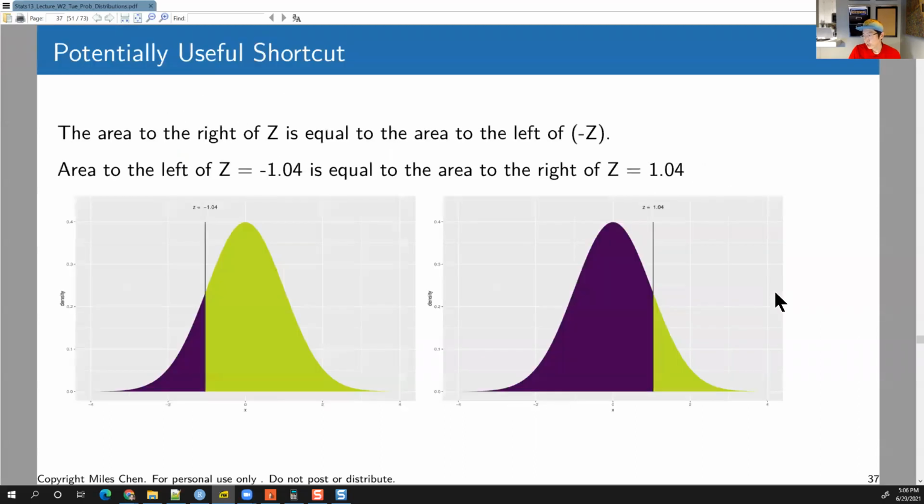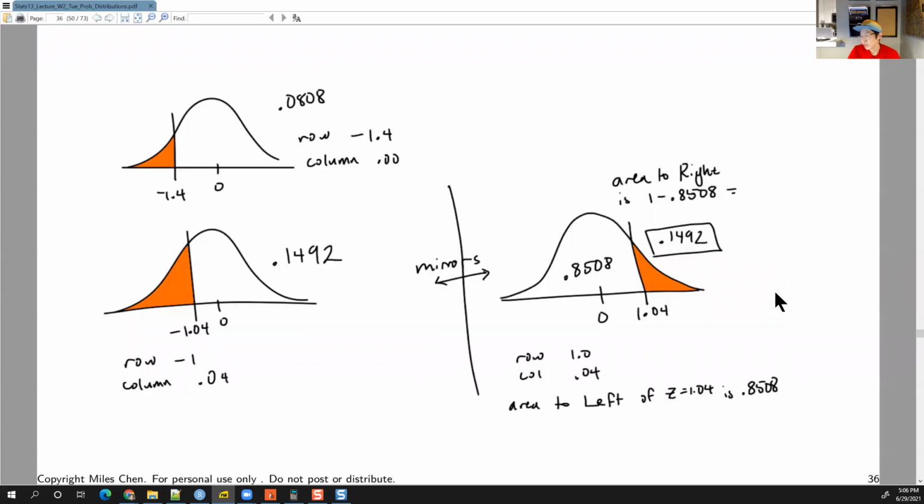Okay. So if you're comfortable with that, you can use that as a shortcut. If you're not so comfortable about that, you don't have to. You can always use the table, which always gives us the area to the left. And if I want the area to the right, I'm going to do 1 minus the area to the left. And that's always going to work as well. Okay, any questions about any of this?